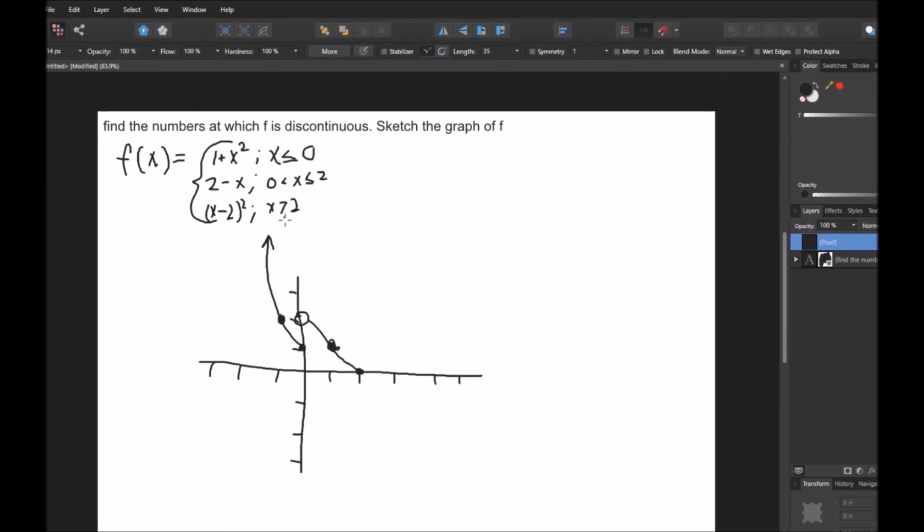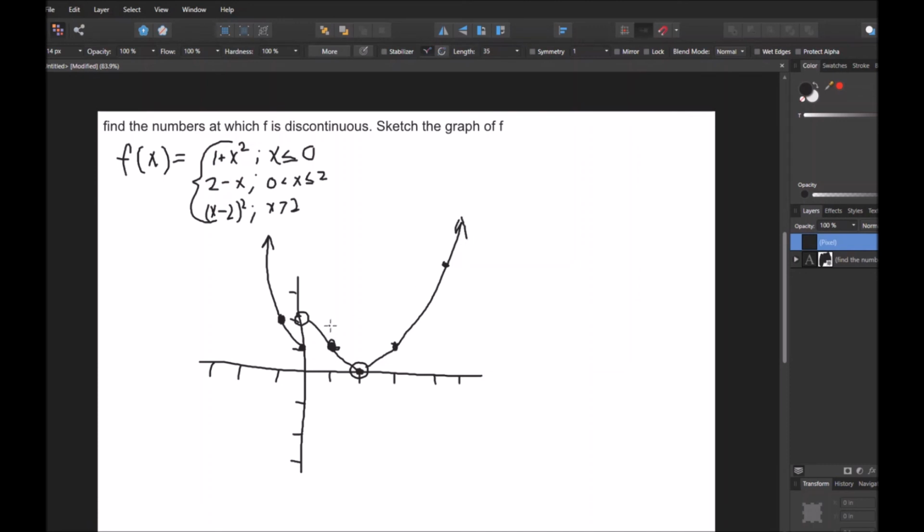And then for x greater than 2, at x equals 2, we would have 0 again, because 2 minus 2 is 0 and 0 squared is 0. So I'm going to draw an open circle around the closed circle, and then at x equals 3, 3 minus 2 is 1, 1 squared is 1. And at x equals 4, 4 minus 2 is 2, and 2 squared is 4, so that would be somewhere up here. And that would look like another parabola, like that.